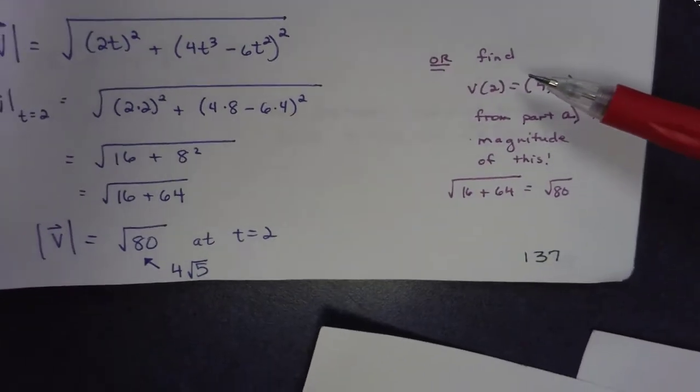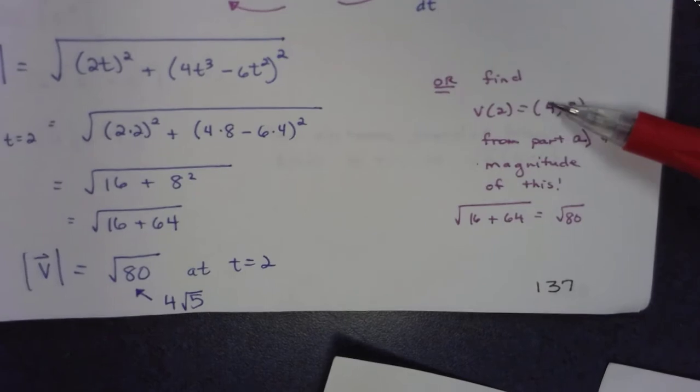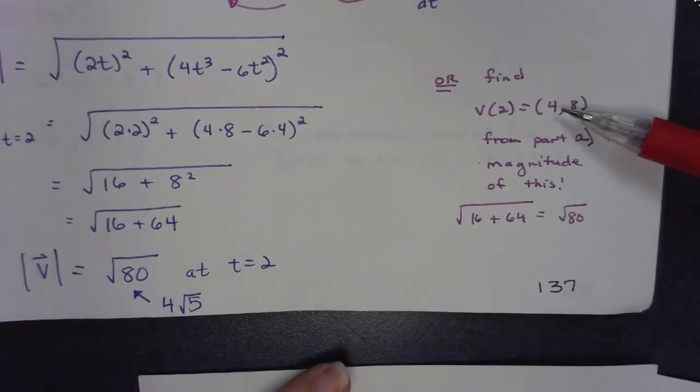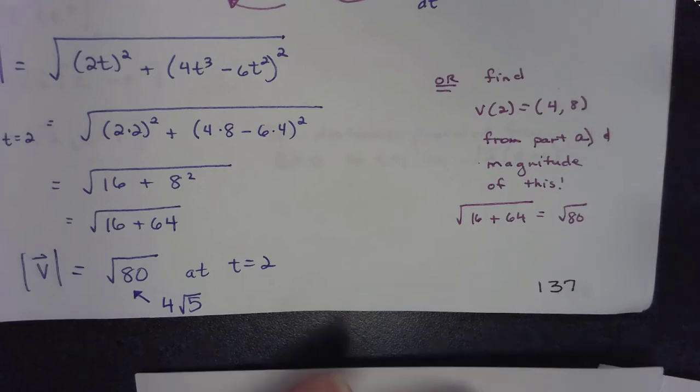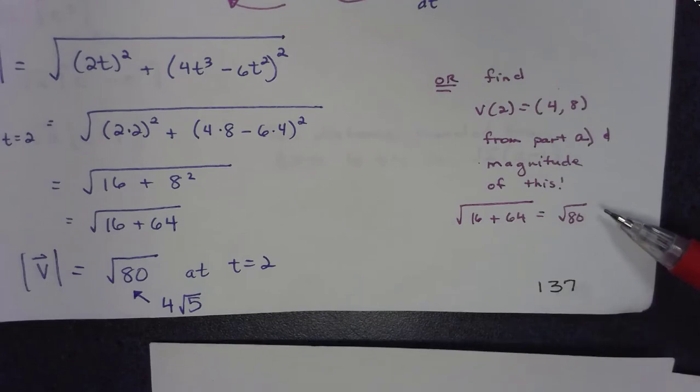Or another way you can do this is find your velocity vector at t equals 2. Because t is 2, the x-coordinate of my velocity vector is 2t. The y-coordinate is 4t cubed minus 6t squared. We get that. And there's, again, our answer.